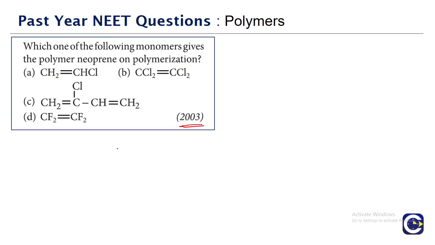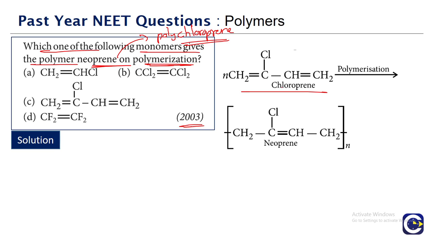Next we have a question that has come in 2003. Which one of the following monomers gives polymer neoprene on polymerization? What is neoprene? Neoprene is also called polychloroprene. So from that itself we will be able to know the answer. It's a homopolymer of chloroprene. So what is chloroprene? It's a 4 carbon chain. Carbon 1 and 2 will have a double bond. Carbon 3 and 4 will have a double bond. Carbon 2 will have a chlorine. That is chloroprene. We can remember the IUPAC name also, but this is an even easier method.